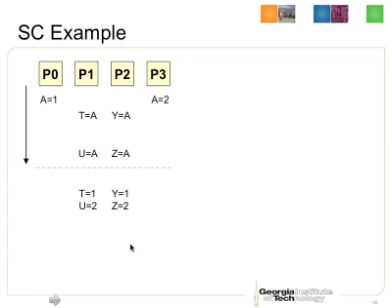If this machine follows the sequentially consistent memory model, we will probably have something like this. Or the other way around, we may have T1 equals 2, Y equals 2, U equals 1, Z equals 1. That's also possible, because the requirement is that the write is atomic, right? When you write, this write has to be seen by all the other processors.